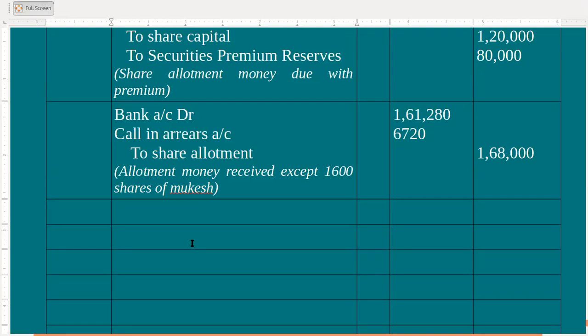Okay, fine. So we have three more journal entries. Now, what will be the journal entry on call money? Okay, who can say that one? Nihala. Call money due. What is the journal entry? Share call account debtors to share capital account. Okay.